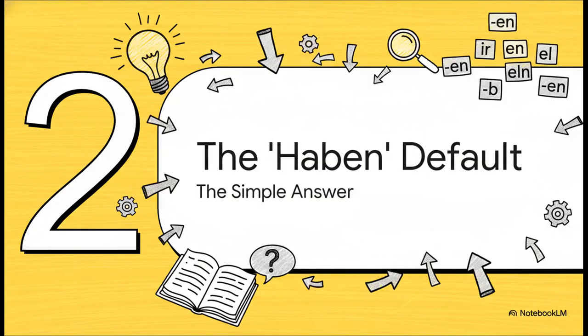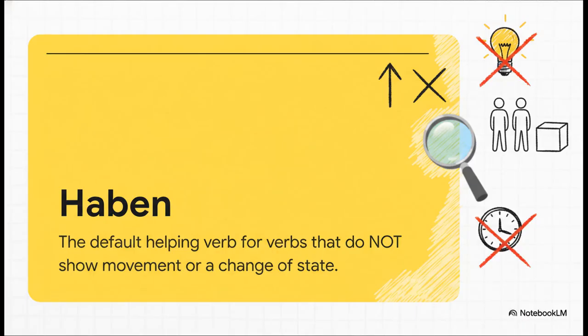Okay, so we've covered the three specific cases for sein. You ready for the simple part? This is honestly where everything just clicks into place. What about all the other thousands of verbs in the German language? Well, here's the thing. Haben is the default. It's the standard setting. So, if the verb you're using doesn't show A to B motion, and it doesn't show a change of state, and it's not one of our two little exceptions, then you use haben. It's just a process of elimination, which makes your decision super straightforward.